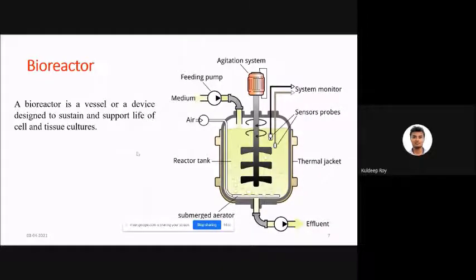A bioreactor is a vessel or a device designed to sustain or support the life of cell or tissue culture. As I already told, you will add some kind of cell or tissue into the reactor and you are looking for some kind of product which is a value-added product. Now, first of all, see a few components. This is the bioreactor design which this picture shows.